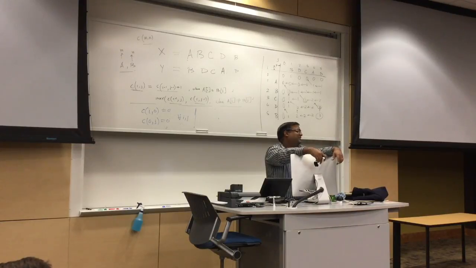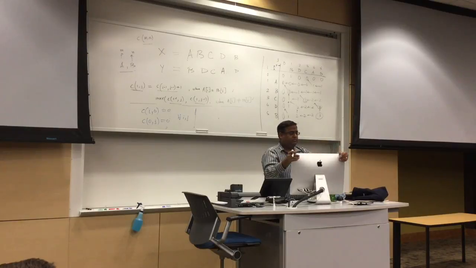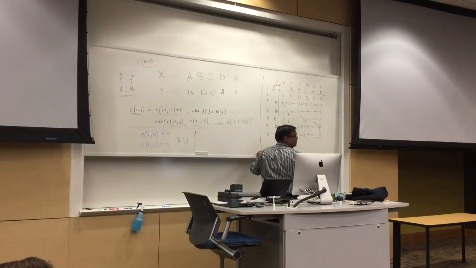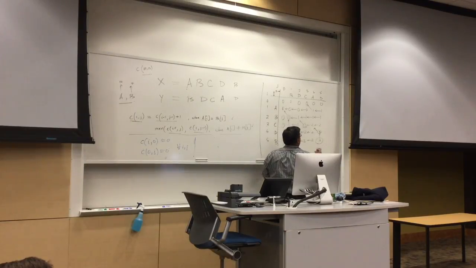Yes. The idea of the diagonal in the first row. That is when i is 1 and j is 5. So basically what I'm saying is you start from here.